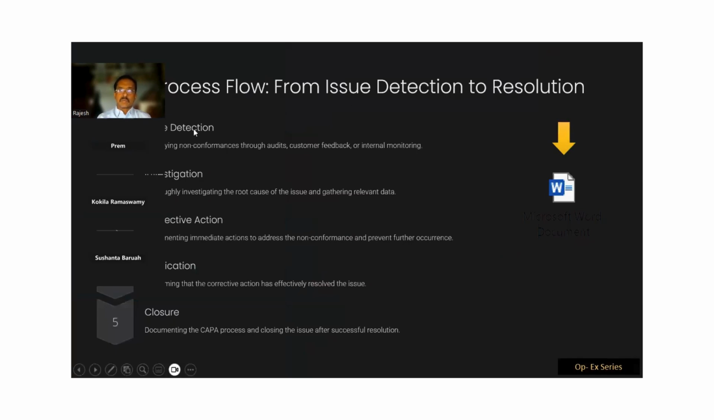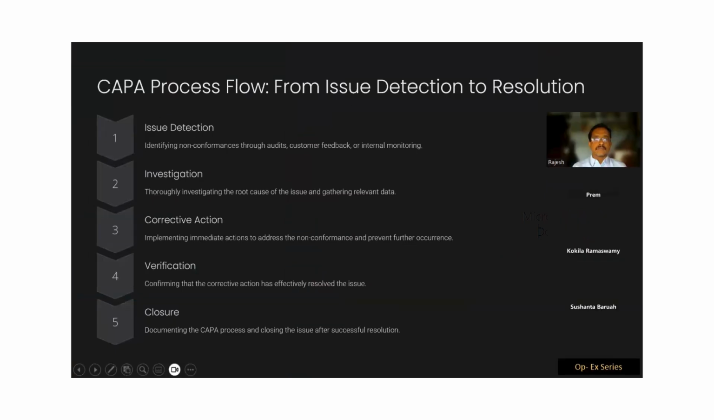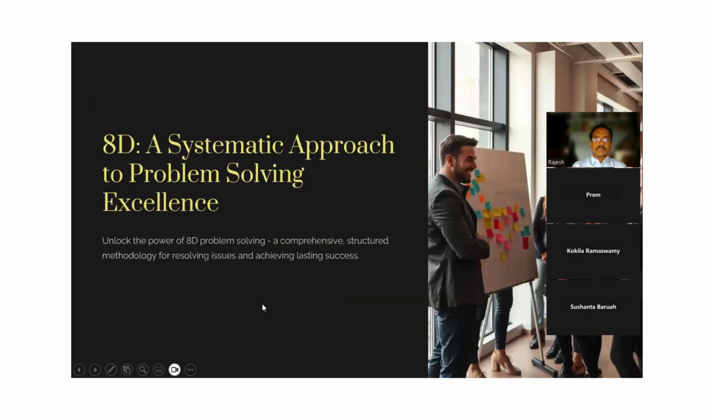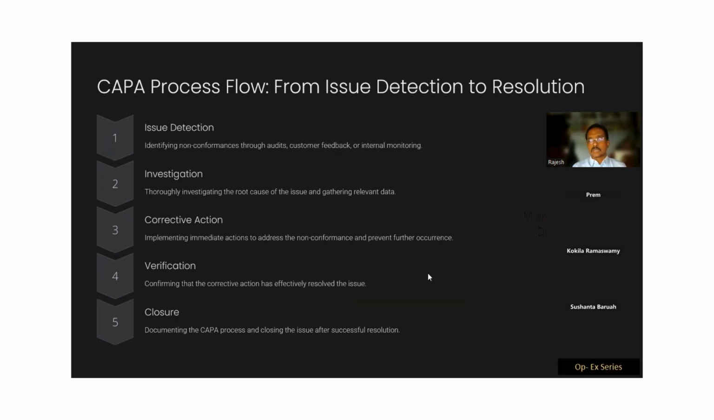What is my flow here? First, I identify my issues. Second, I start my investigation. Then I go to my corrective actions and do my verification. If everything is done, I close and come back. This is the way we work on the CAPA side. And for effective actions, for example, define a clear goal, develop an action plan, implement and monitor, and then document and review. This is what we do in a CAPA.